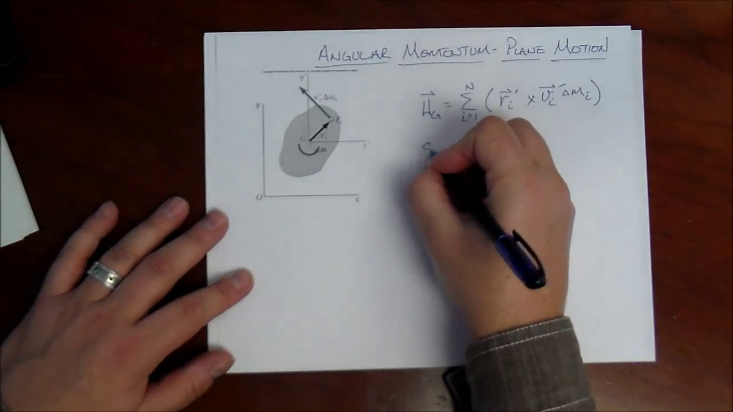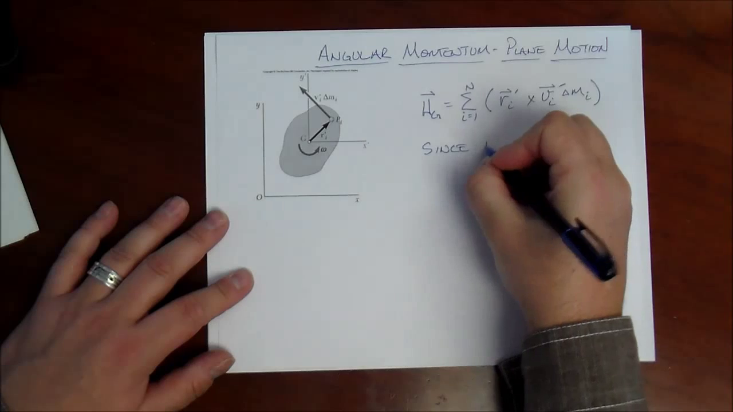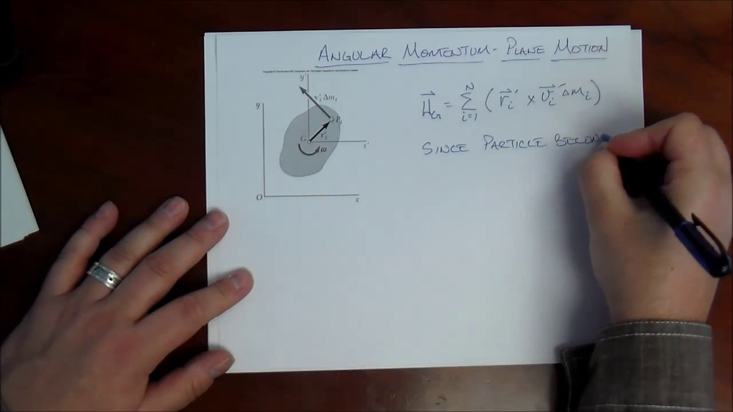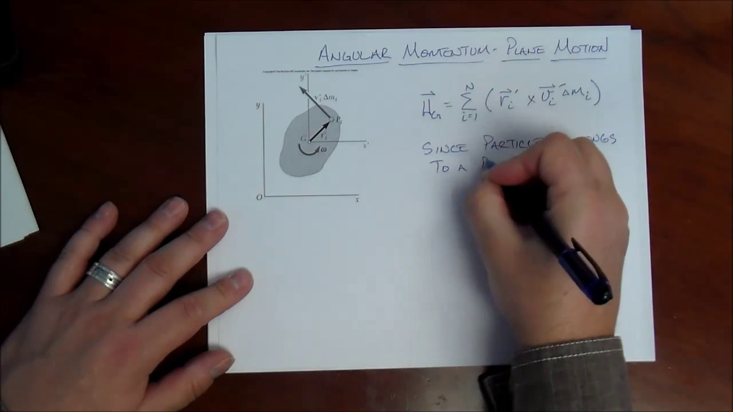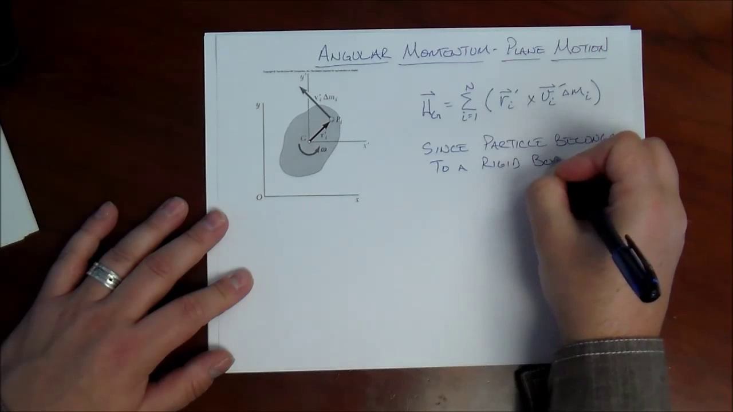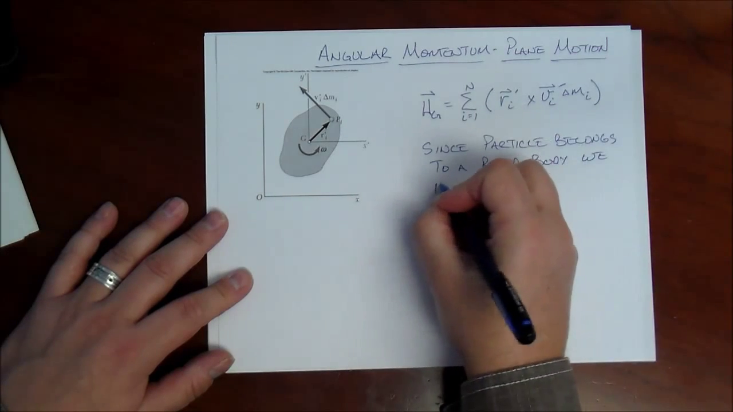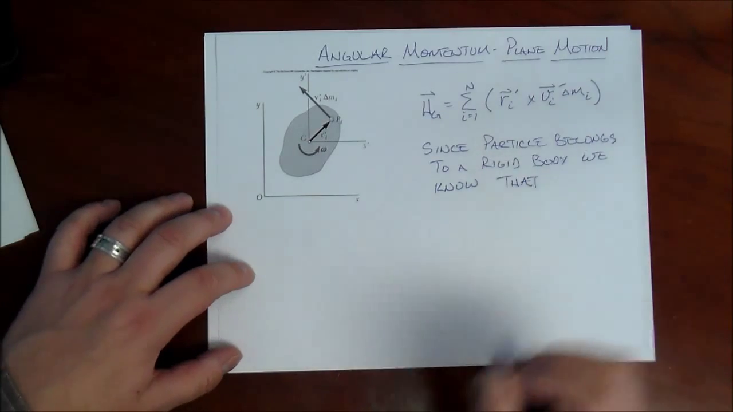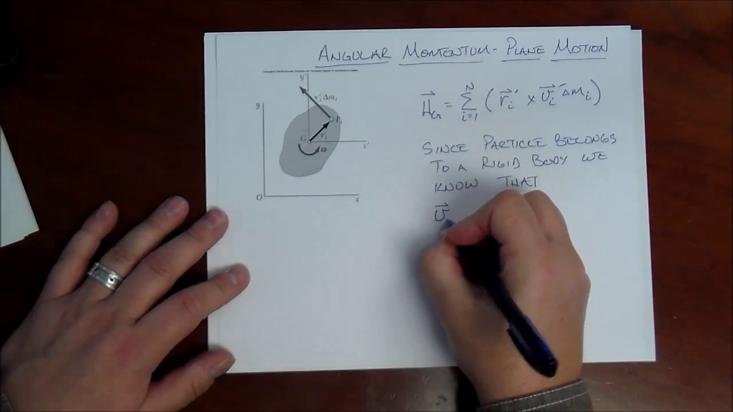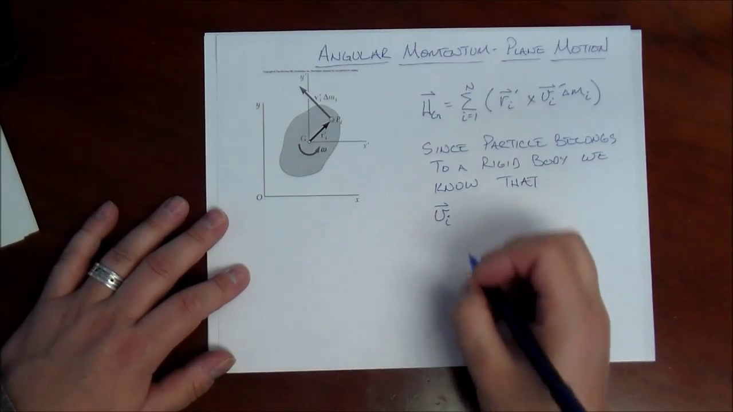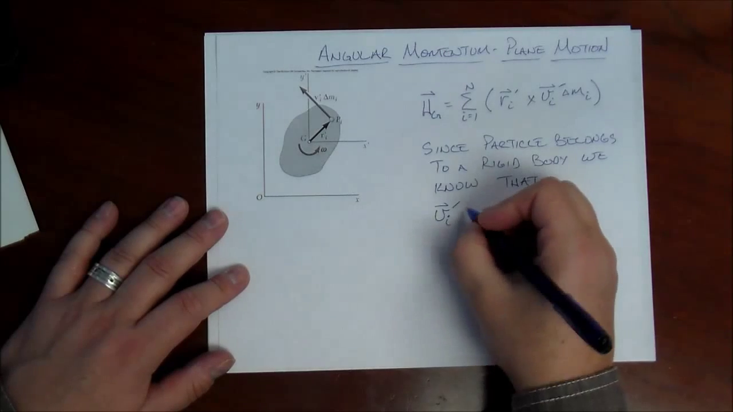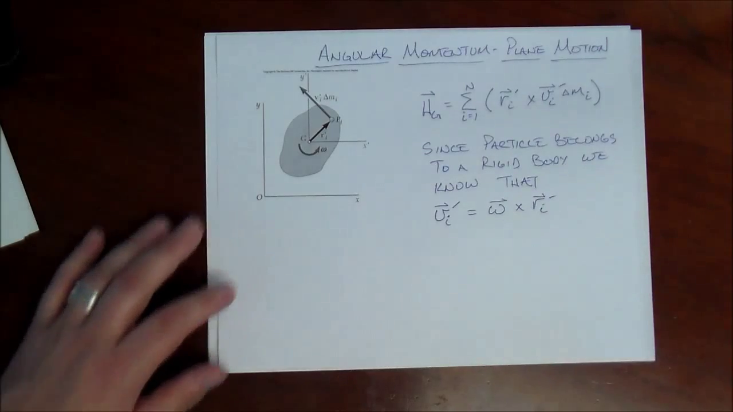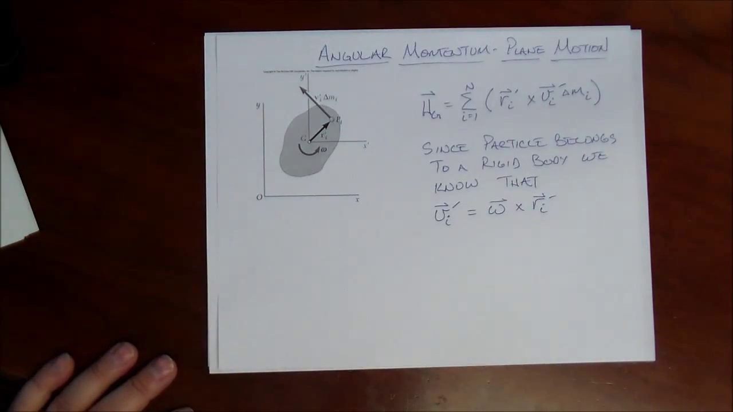But since this particle belongs to a rigid body, we know that the velocity of that particle, or that point on the rigid body, with respect to the mass center, the prime, is equal to omega cross r. Right, that was just kinematics for rigid bodies we learned previously.